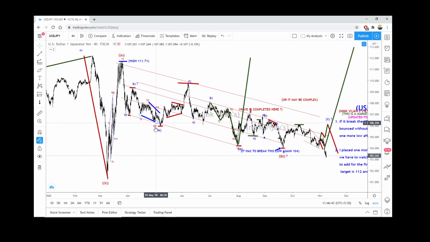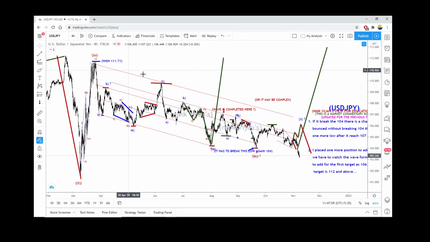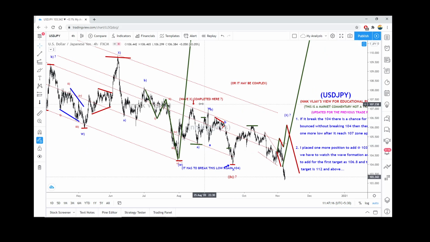See, this is ABC as a W, sorry, or X, sorry, W, ABC as an X, again ABC as a W, because we have to place it as an ABC, and here we need a 5-wave structure, but it failed to make a 5-wave structure, it did only a 3-wave structure. That is why I have placed it as W, X, A, B, and C. So the whole thing becomes one correction, and from here it has to break this high, but it failed to break. So again it did a complex correction.